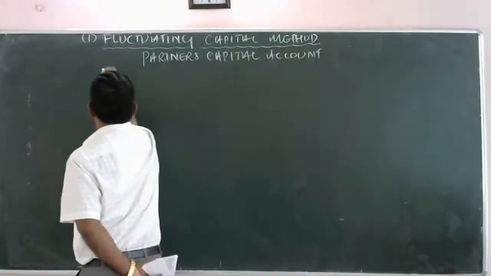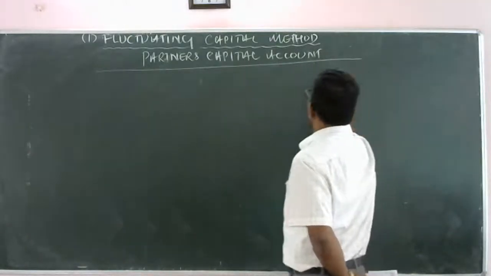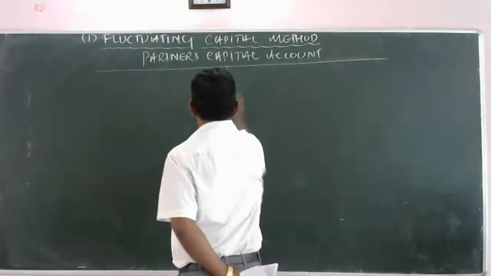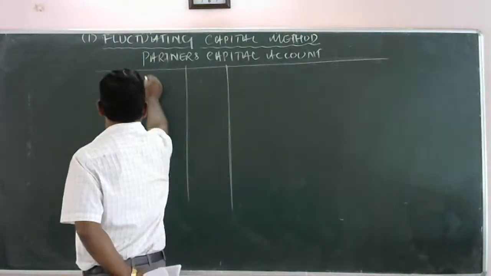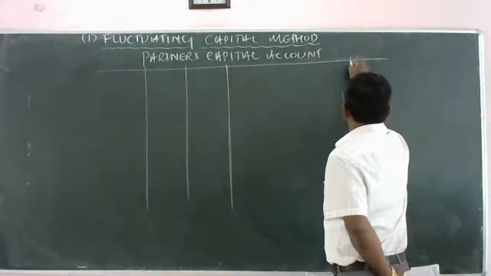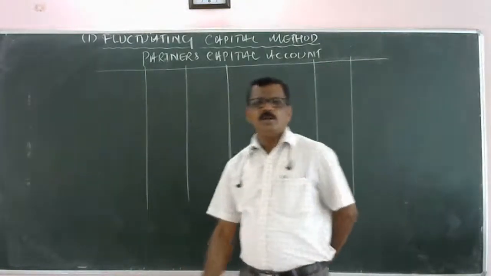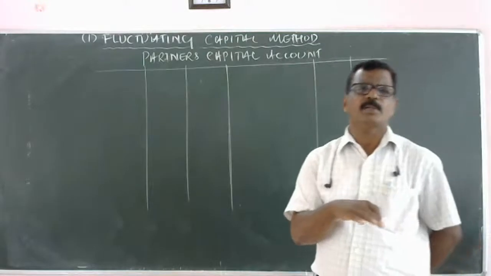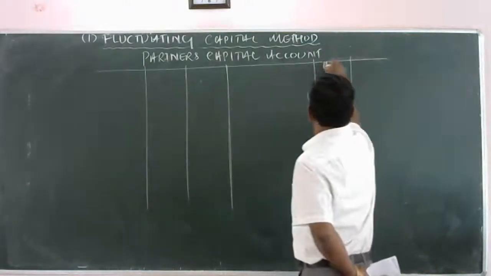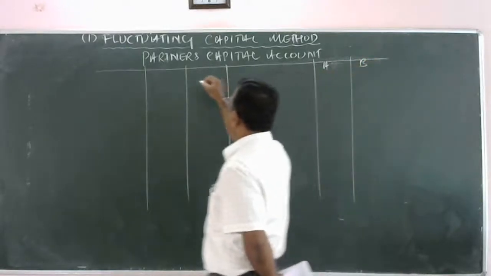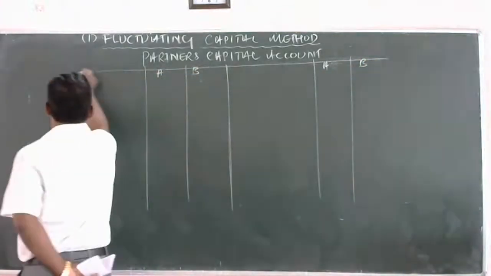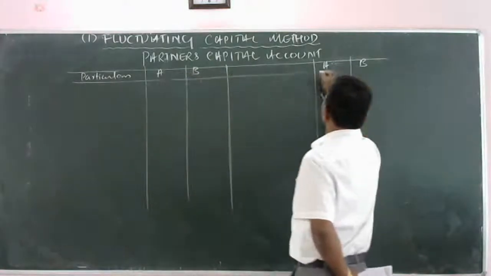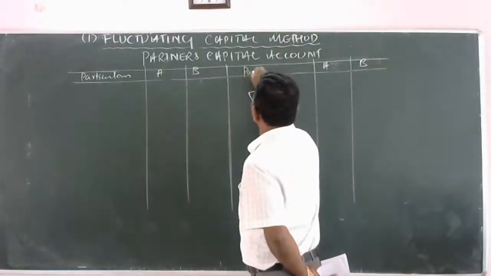Partners capital account. While preparing the partners capital account, you can show the two partners' capital accounts in one account, or separately you can prepare the partners capital account. That is, A's capital account separate, B's capital account separate, or in one account you can show partners A and B. You can prepare separately also.